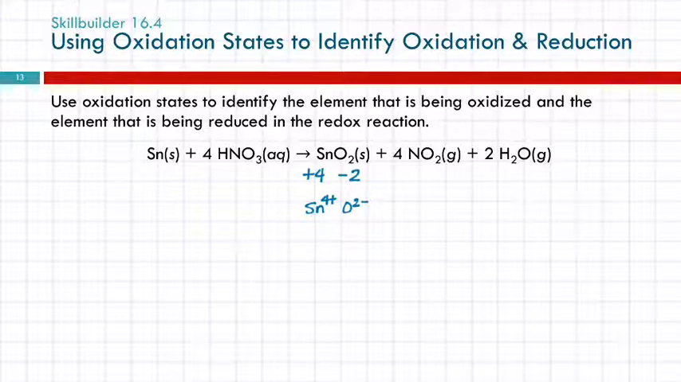Well, we have to finish doing oxidation states here. Here's tin. What's this oxidation state? 0, because it's an element. What about this one? No, we've got 3 elements. We've got hydrogen, nitrogen, and oxygen. We have to give them each an oxidation state.